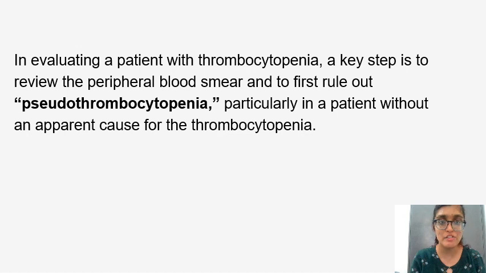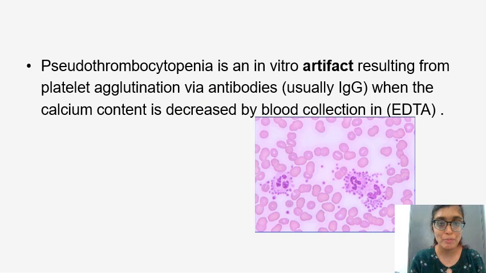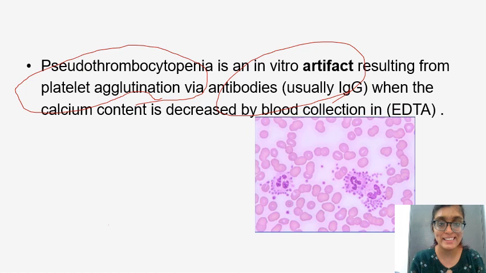The key step is to rule out pseudothrombocytopenia, particularly in a patient without an apparent cause for thrombocytopenia. Pseudothrombocytopenia is an in vitro artifact resulting from platelet agglutination via antibodies, usually IgG, when the calcium content is decreased by blood collection in EDTA.